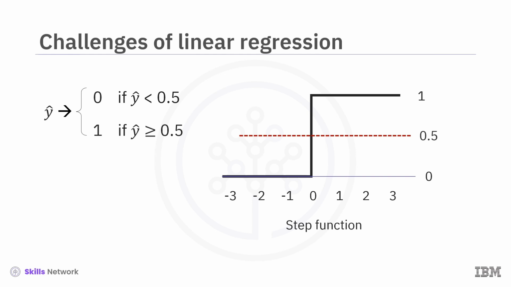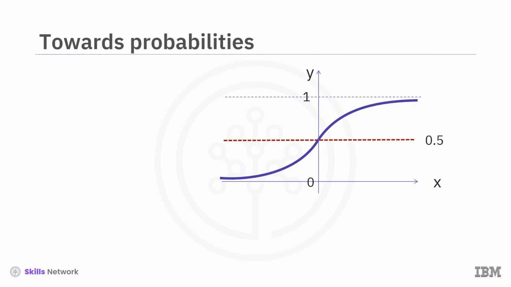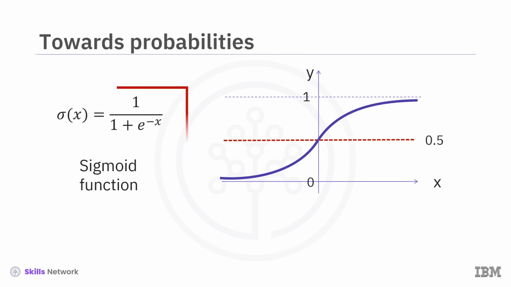Wouldn't it be nice to use a smoother line that would project these values between 0 and 1? Indeed, the existing method doesn't provide the probability of a customer belonging to a class, which is the goal. Consider the sigmoid function, sigma of x, also known as the logit function, defined as 1 over the sum of 1 and e to the minus x.